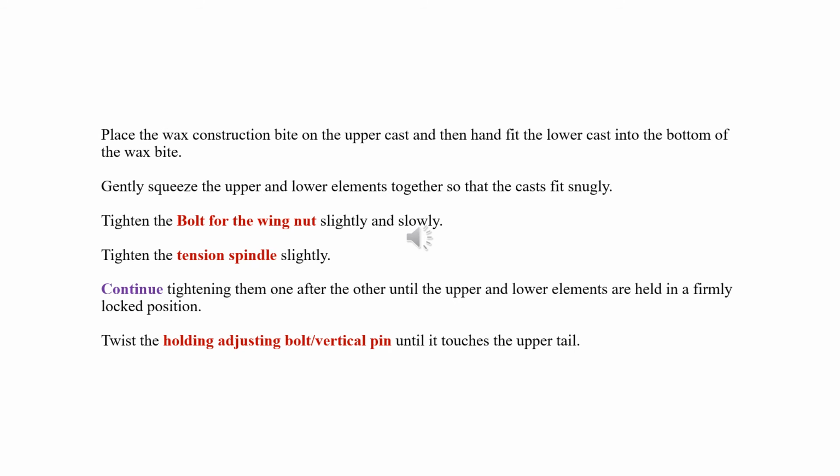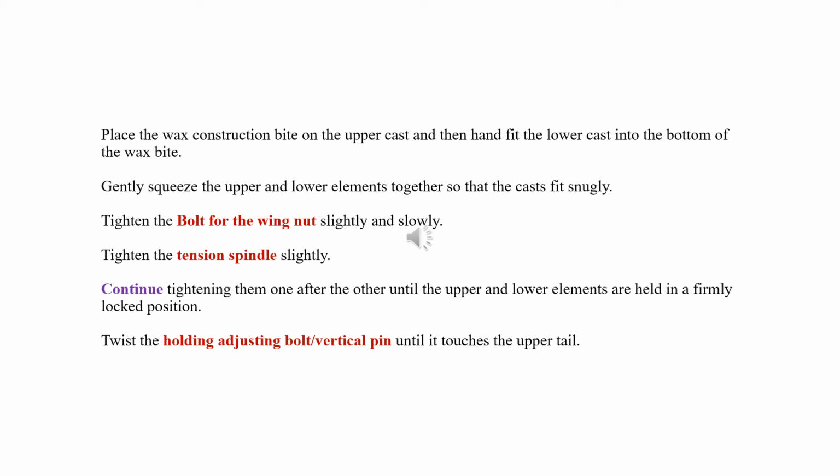All right, so you've got the upper cast mounted on the upper element, the lower cast on the lower element. The upper cast moves around because everything is not very tight. All right. So you place the wax construction bite on the upper cast. You know it fits beautifully because you've tested it. And then hand fit the lower cast into the bottom of the wax bite. So now the upper and lower cast are fit together into the wax bite, and they are being held by the upper and lower elements. You can take your left hand and squeeze the upper cast into the lower, holding the upper element in the lower. Gently squeeze the upper and lower elements together so that the cast fits snugly together.